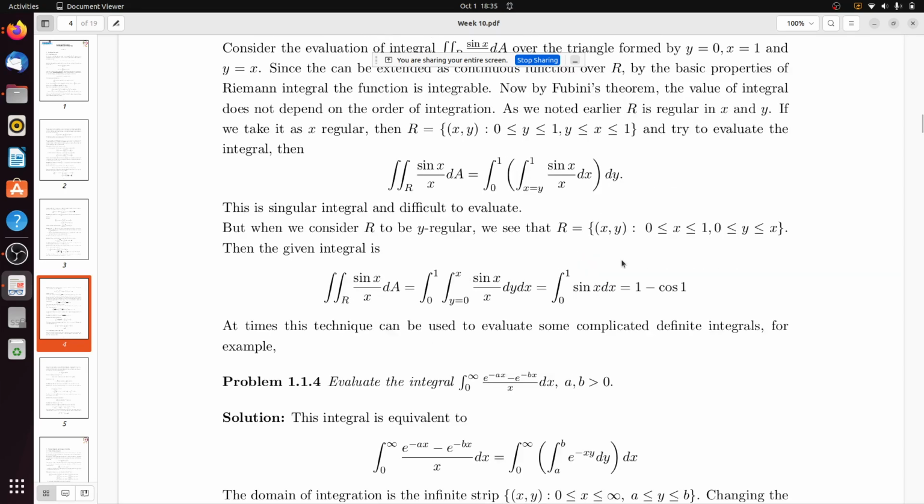However, by implementing Fubini's theorem, you take x equal to 0 to 1 and y equal to 0 to x. Then you can integrate sin x by x dx, integrating with respect to y, so the dy integration will be y. If you put x, you get sin x dx, and the integration of sin x dx will be minus cos x. So you will get minus of cos 1 minus of cos 0, that is, minus cos 1 plus cos 0, and cos 0 is equal to 1, so the answer will be 1 minus cos 1.